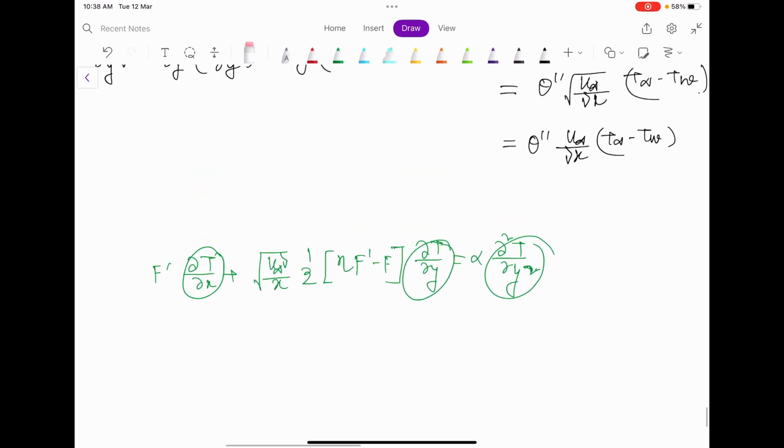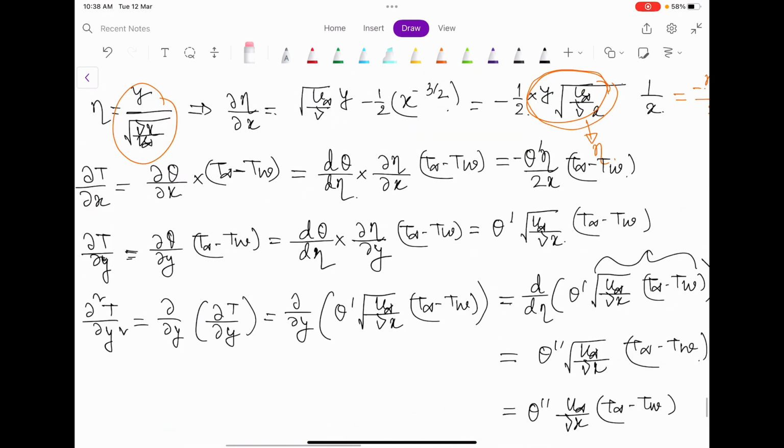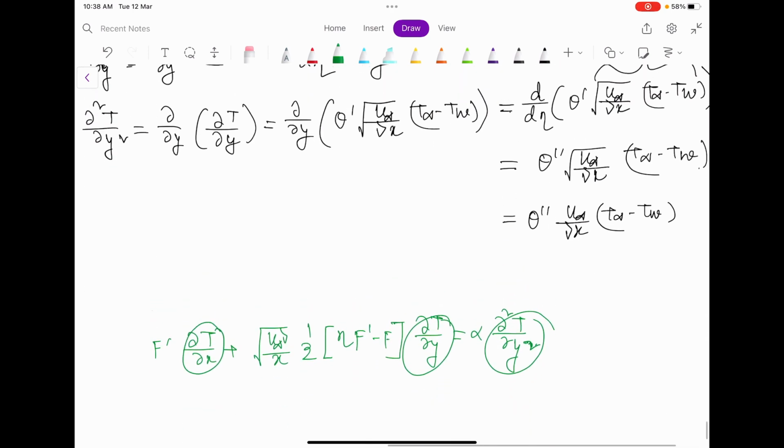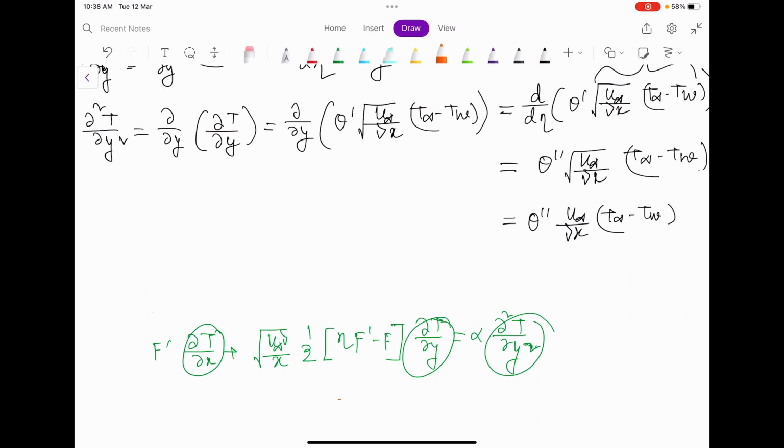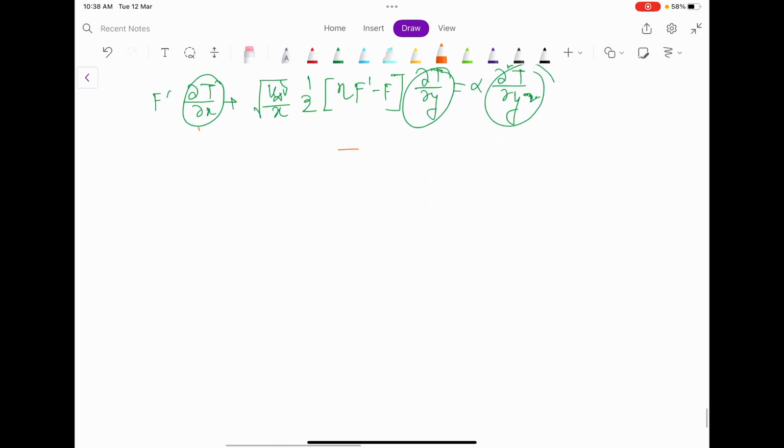So now I have the form of del t del x, and that is what? This one. Sorry, that is this one, right? Minus theta dash eta by 2x, right? So this will be, okay. So I am writing the whole equation: minus theta dash eta by 2x t infinity minus t1 plus u infinity eta by x into half into this.